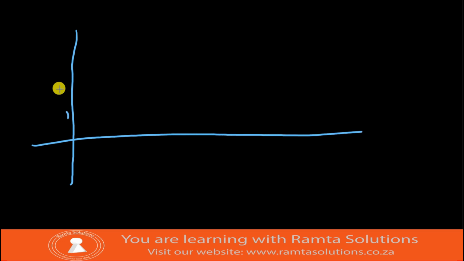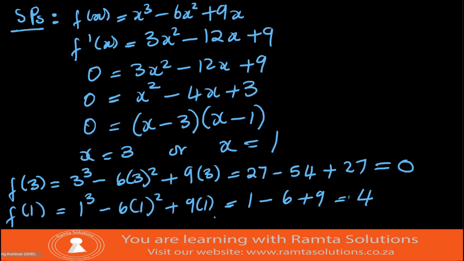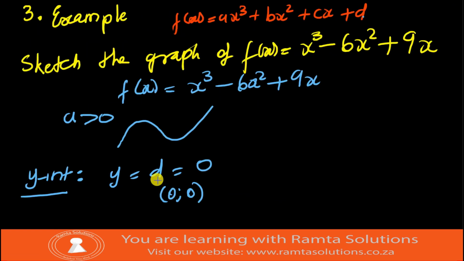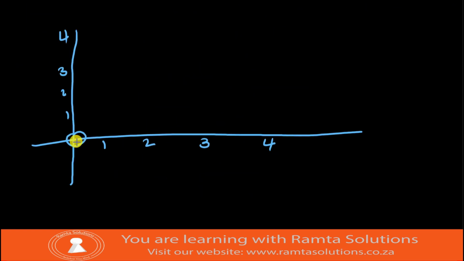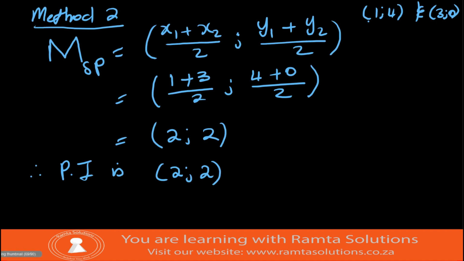1, 2, 3, 4. Okay, 0. All right. So let me change the color here. We said our y-intercept, let's confirm, was 0 and 0. All right, our y-intercept was 0 and 0. Perfect. Our x-intercepts were 0 and 0 and 3 and 0. Perfect.